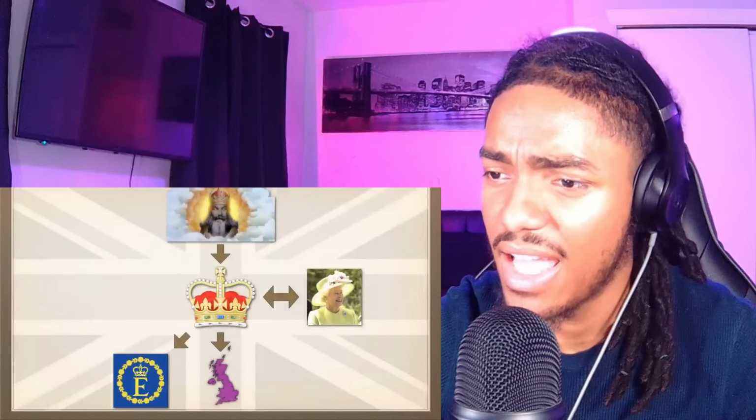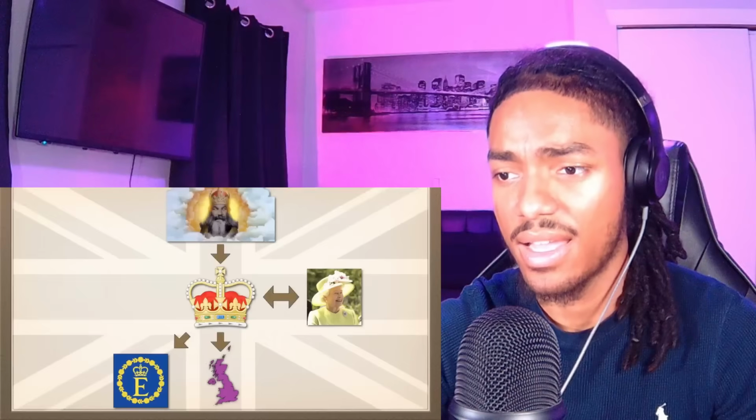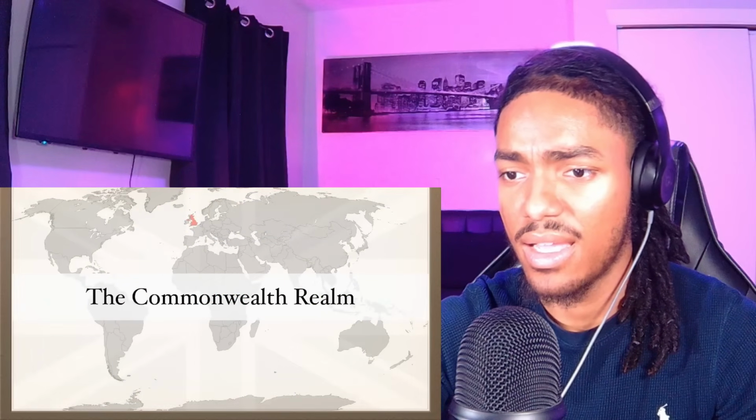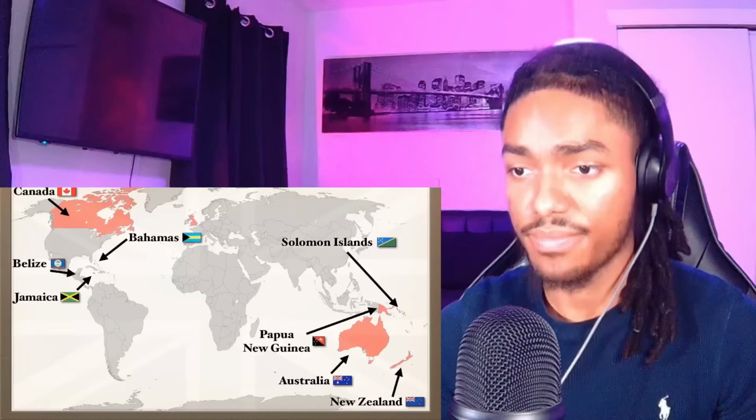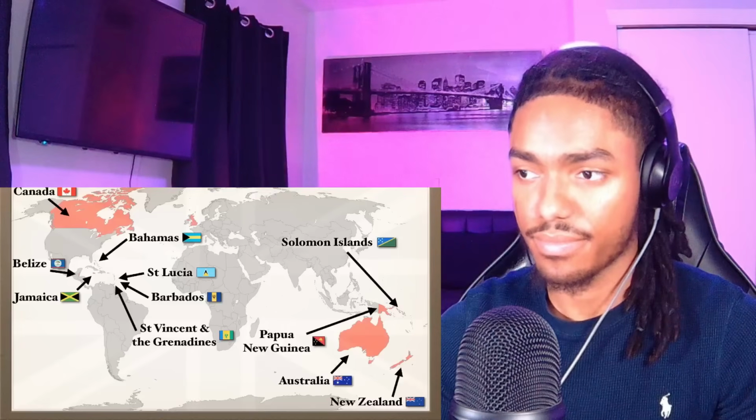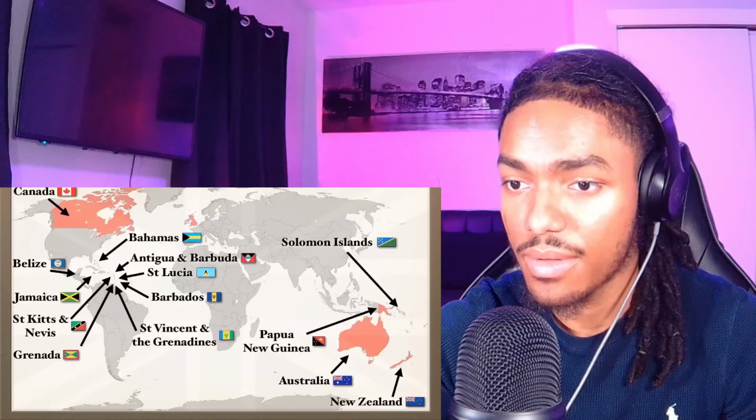The former colonies that gained their independence through diplomacy and continue to recognize the authority of the Crown are known as the Commonwealth realm. They are, in decreasing order of population, Canada, Australia, Papua New Guinea, New Zealand, Jamaica, the Solomon Islands, Belize, the Bahamas, Barbados, St. Lucia, St. Vincent and the Grenadines, Grenada, Antigua and Barbuda, St. Kitts and Nevis, and Tuvalu.